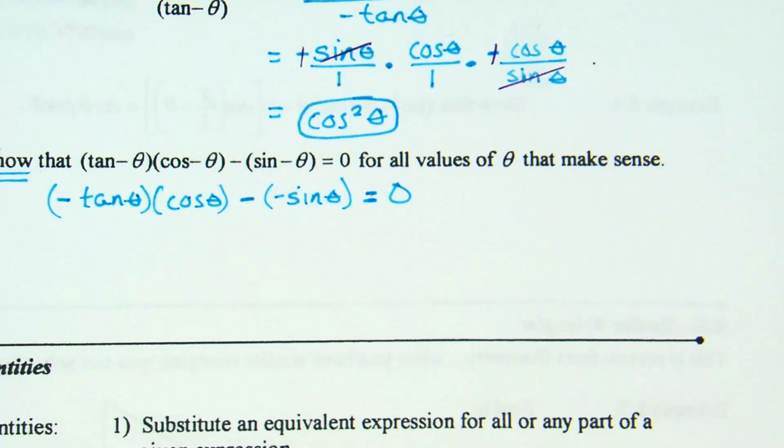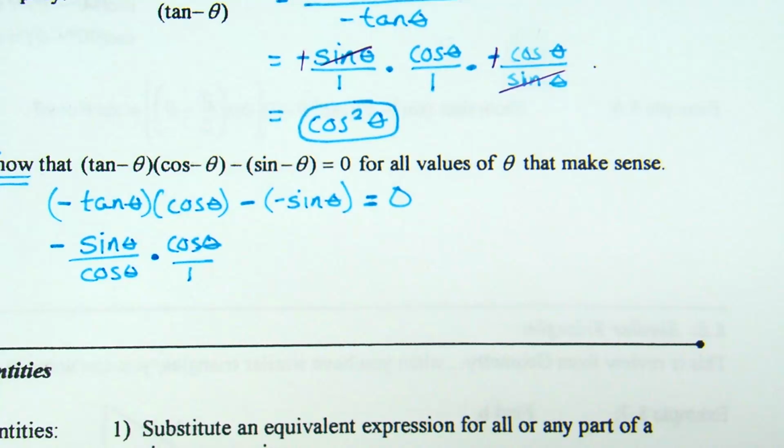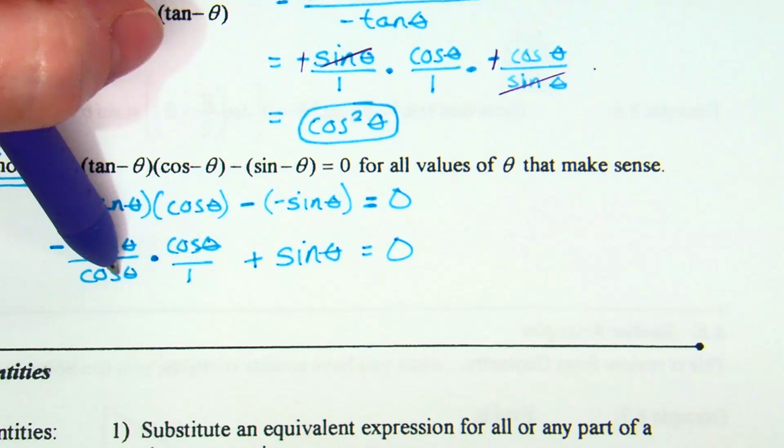Okay, next thoughts? Okay, tangent is sine over cosine. So we can rewrite this as negative sine theta over cosine theta times cosine theta, which as a fraction is cosine over 1. And if I keep writing it out, minus a negative sine theta is really just going to be plus sine theta. And then equals 0 still.